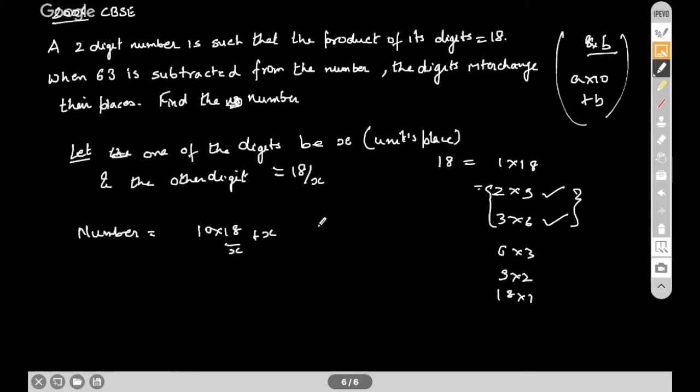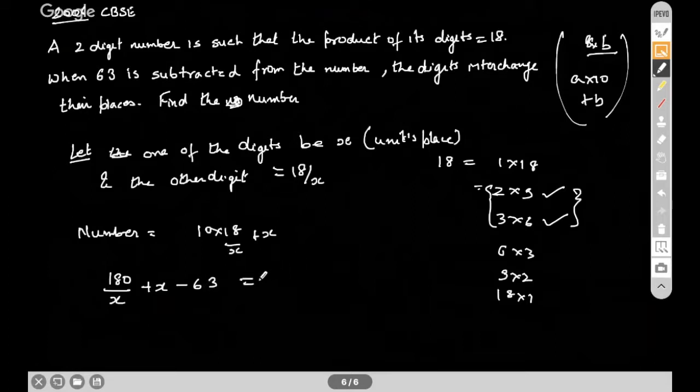Now, what are they saying? If 63 is subtracted from the number, the digits interchange. So let us subtract 63 from it. So 180 by x plus x minus 63. So we can do that, the number's digits interchange places.